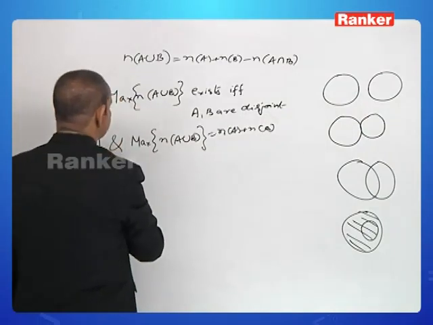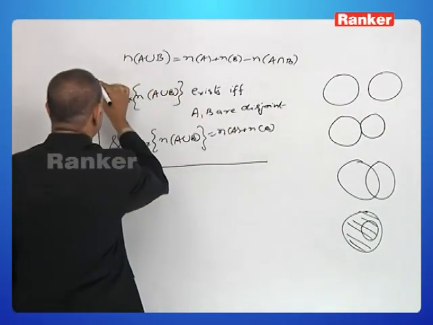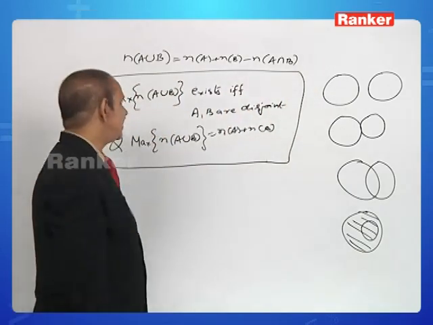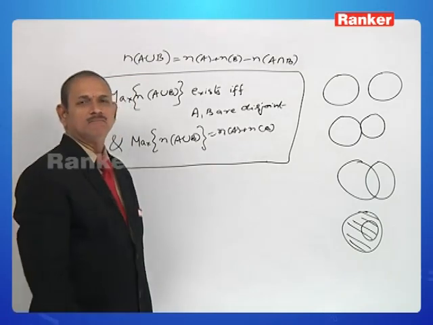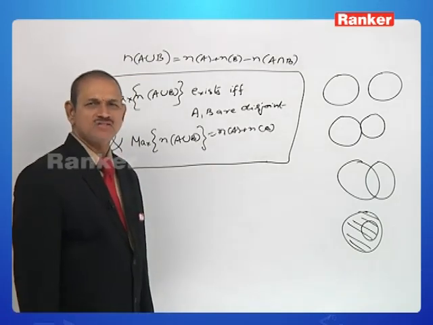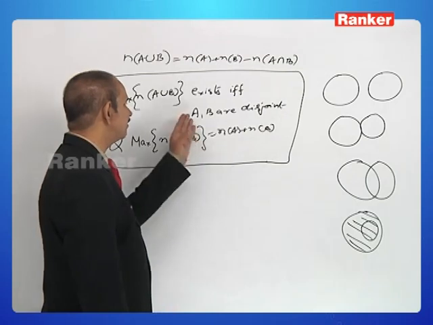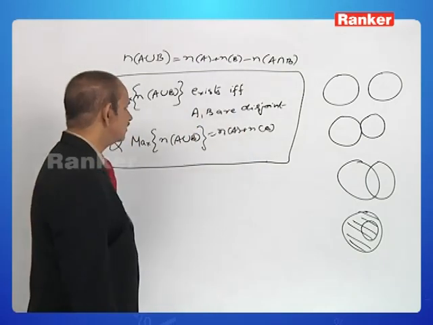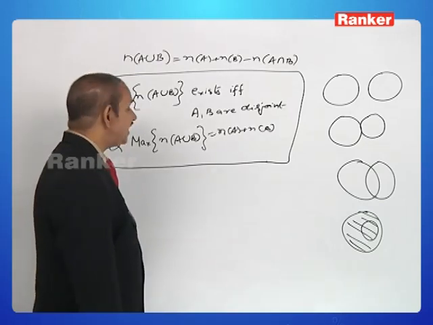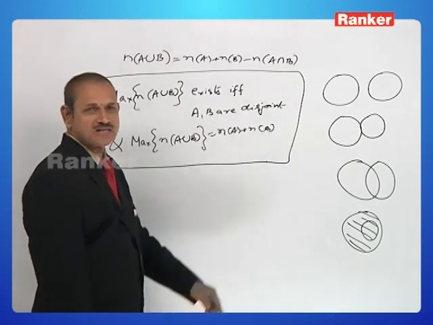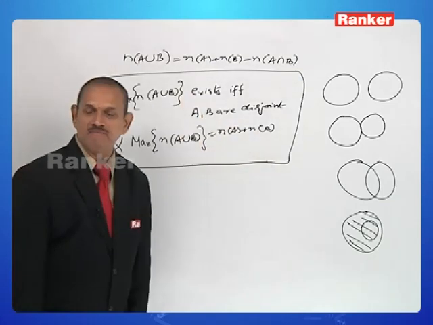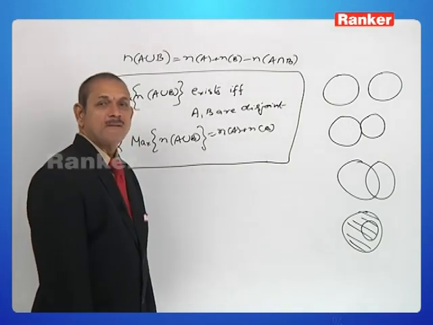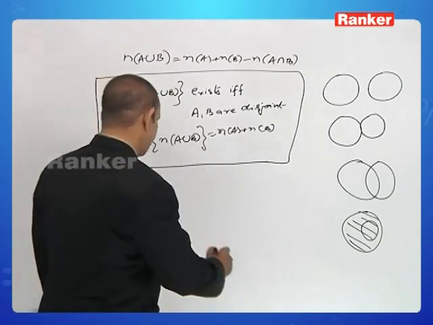This is the most beautiful concept that one must remember in one's mind. When can n of A union B be maximum? It is maximum if and only if A and B are disjoint. And the maximum number of elements in that particular case, what is that? N of A plus n of B. Good. Now, let us think of the minimum value of n of A union B.